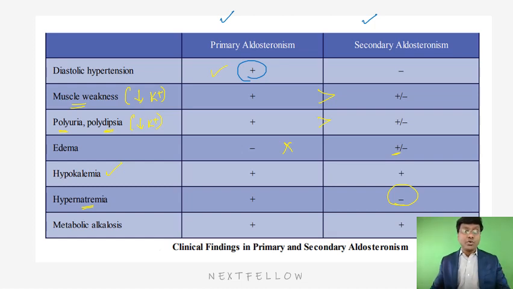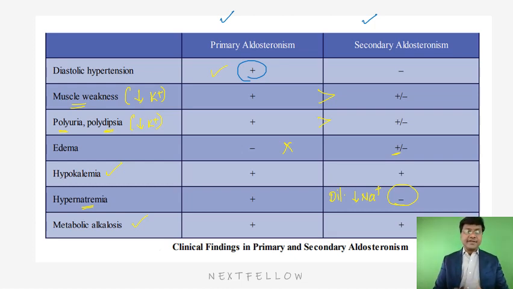Once there is fluid overload, that will make the individual develop what is called dilutional hyponatremia. And what about metabolic alkalosis? Metabolic alkalosis will be present in both. Why? Because of the excretion of H+ ion. That will make the individual develop metabolic alkalosis.